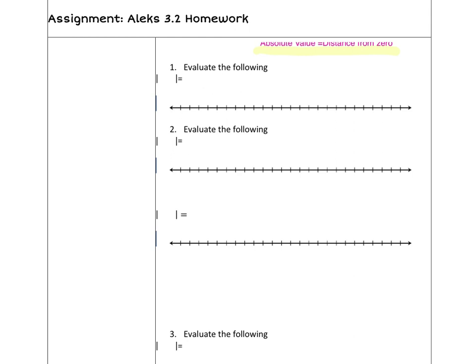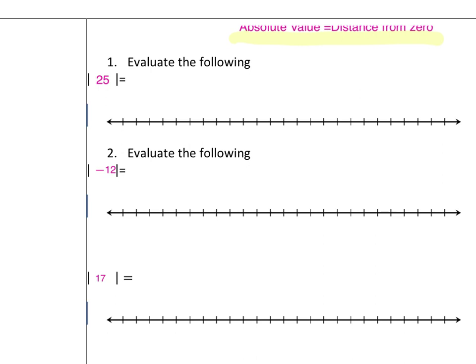All right, so let's put some numbers in here and see how you do. Okay, so now evaluate these three. From what we've already done, what's the absolute value of 25? What's the absolute value of negative 12? And what's the absolute value of 17? Okay, go. You should be able to do this in about 30 seconds, probably at most a minute. If you have to, draw it, but go ahead.